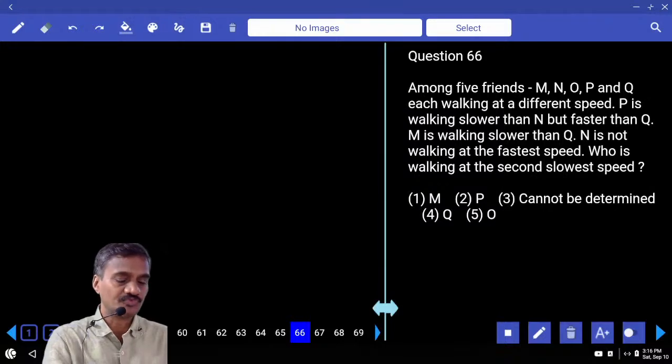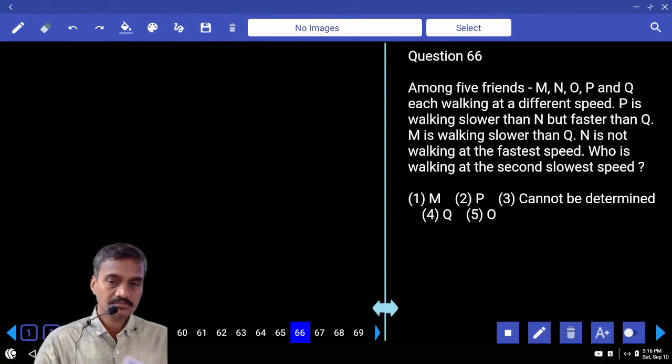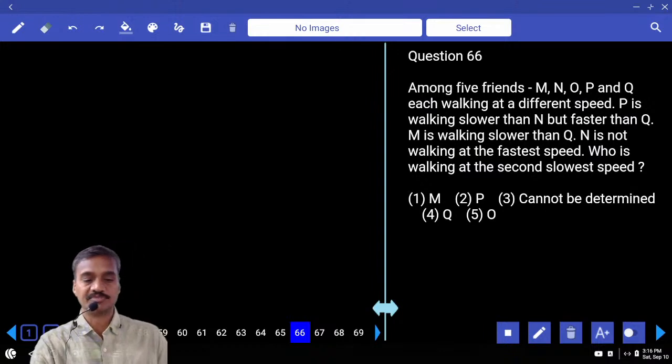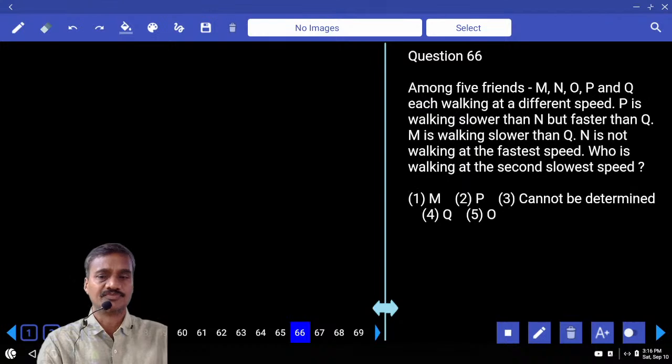Now paper number 246. Now in this question number 6, it is an individual type of question. How many persons are there? There are some 5 persons. Who are those 5? M, N, O, P and Q are the 5 persons walking at different speeds.